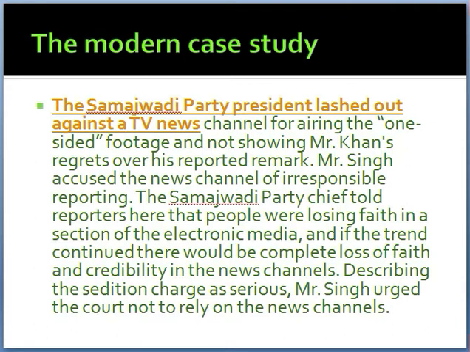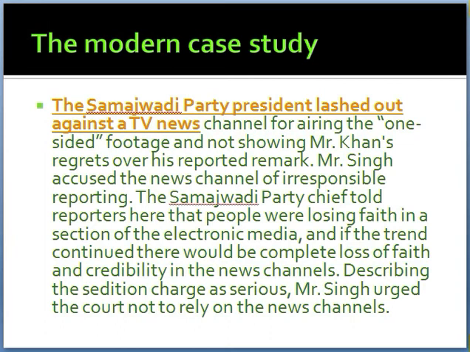Now, we'll get to a modern case. Previously, we were talking about before independence. The Samajwadi Party president lashed out against a TV news channel for airing one-sided footage and not showing Mr. Khan's regrets over his reported remark. Mr. Singh accused the news channel of irresponsible reporting. The Samajwadi Party chief told reporters that people were losing faith in a section of the electronic media, and if the trend continued, there would be complete loss of faith and credibility in the news channel.